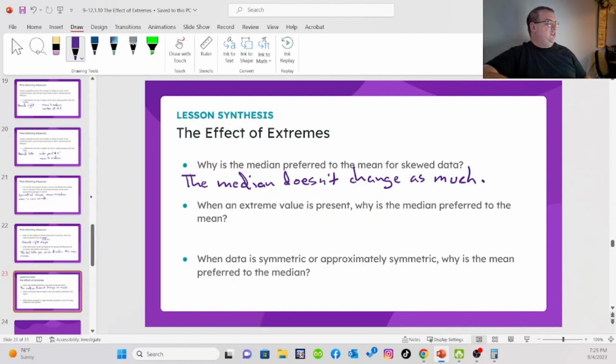Next, when an extreme value is present, why is the median preferred to the mean? Again, the median is not affected as much. It does not move as much.